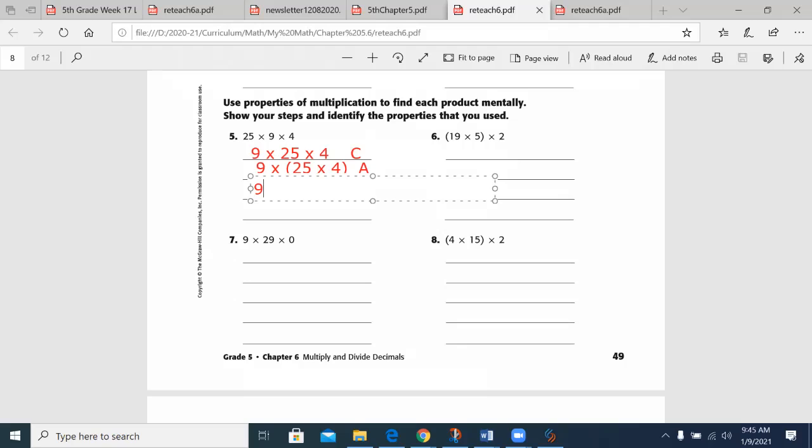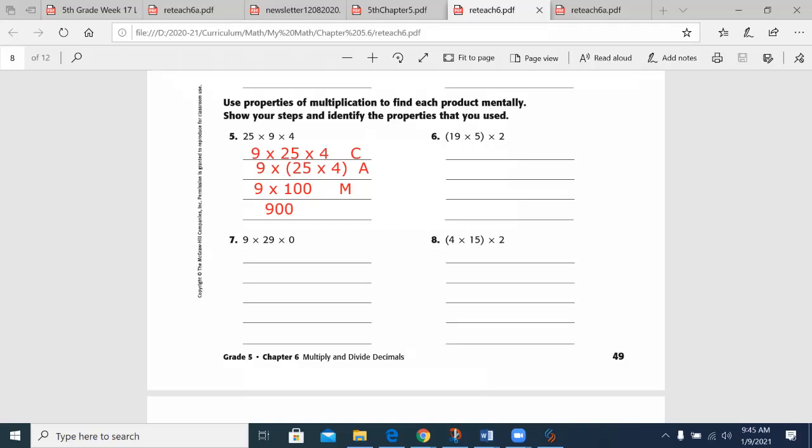25 times 4 is 100. If you want to use an M for multiplication, you may. So now I multiply. 9 times 1 is 9, and there are 2 zeros. My product is 900.